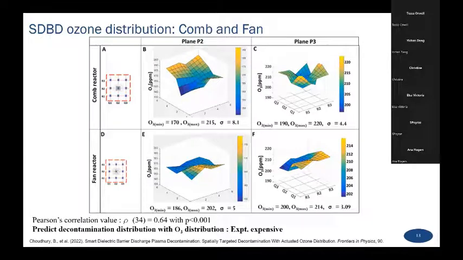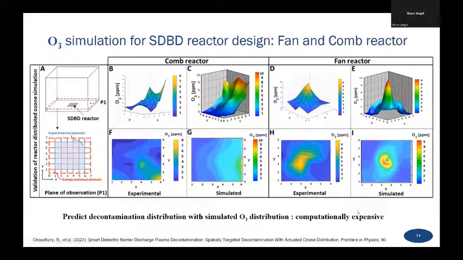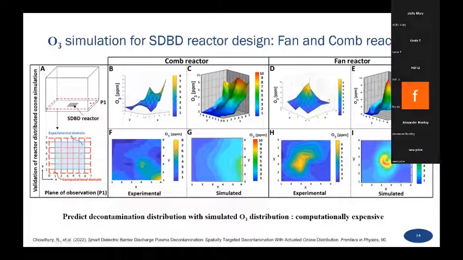But the problem here is that if we are going to make a device for sterilization or disinfection, measuring ozone concentrations and coming up with plots like this is very experimentally expensive as well as time consuming. So the next idea was to simulate the ozone distribution generated by the 2 reactors in the chamber. Here we see how the ozone distribution looks at 10 seconds of powering up the reactor, and we have both experimental and simulated data to show the difference.